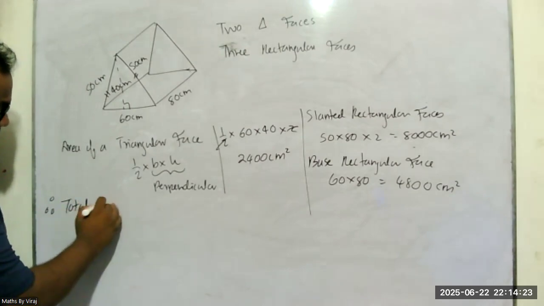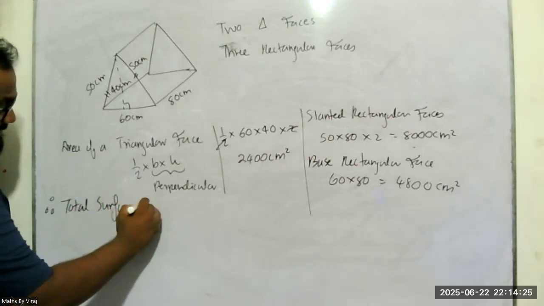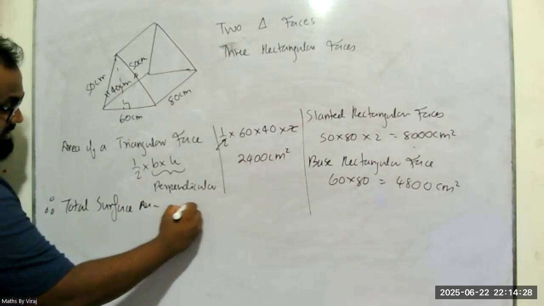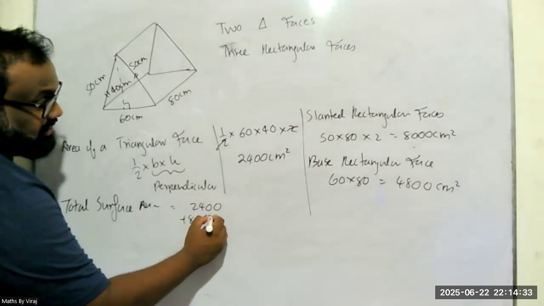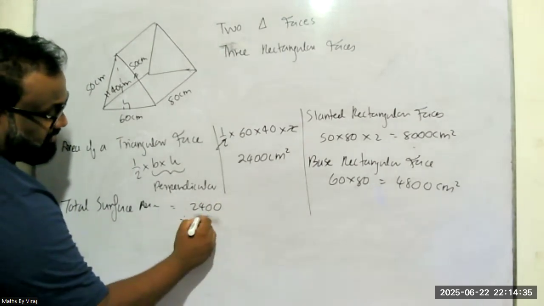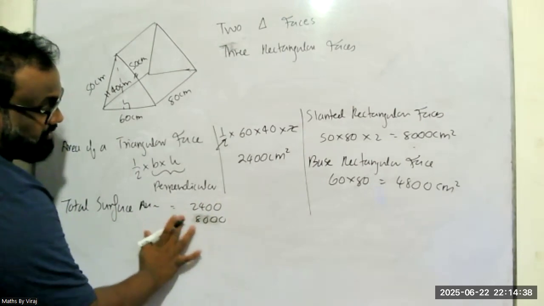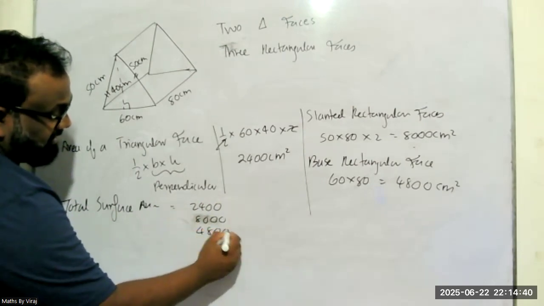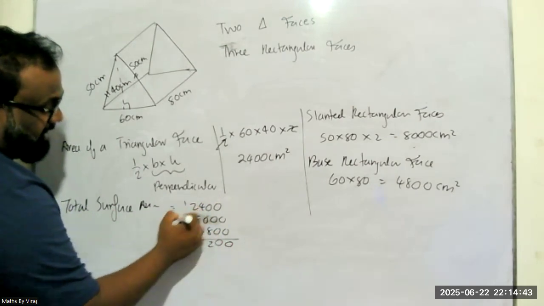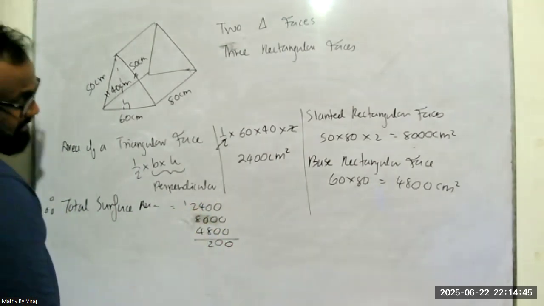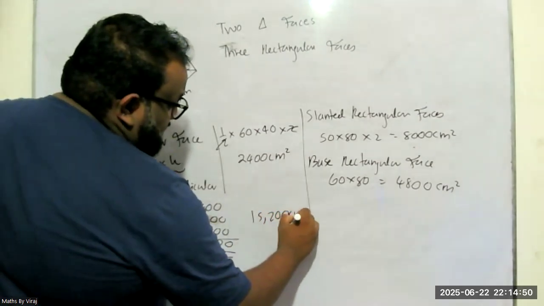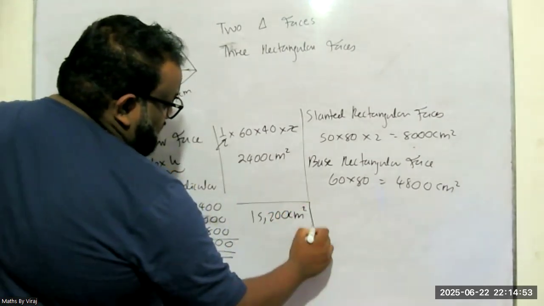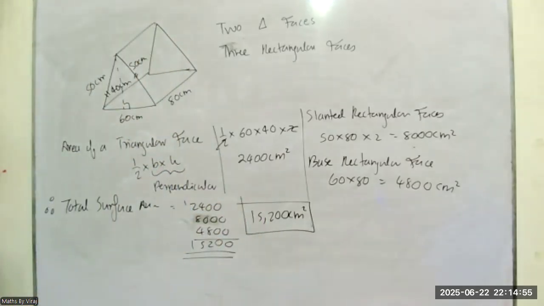Now the total surface area. What do you think is the total surface area? 2,400 plus 8,000 plus 4,800. So the answer is 15,200 square centimeters all in all. Did I make myself clear? Yes or no? Yes.